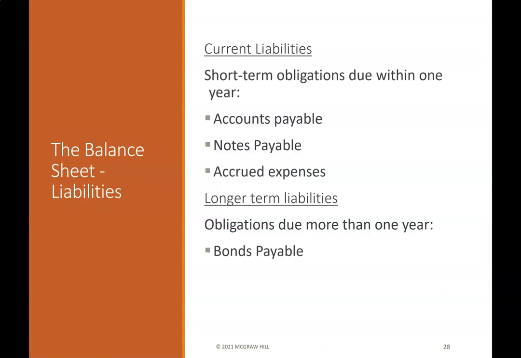The balance sheet liabilities. Current liabilities. Short-term obligations due within 1 year. Accounts payable, notes payable, accrued expenses. Longer-term liabilities are obligations due more than 1 year, like bonds payable.